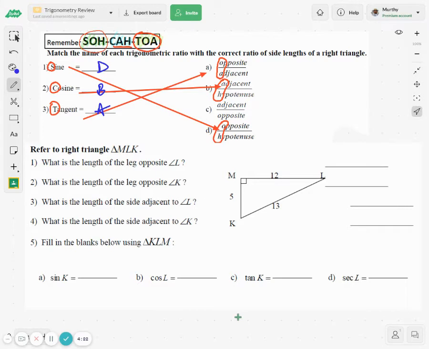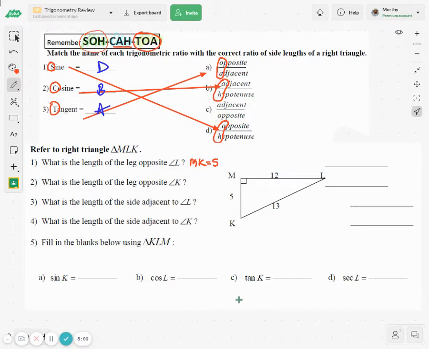Now, in this question, what is the length of the leg opposite to angle L? I see that here is L, and if you are working on a piece of paper, please draw this way so you can identify the side opposite to angle L. I see that it is MK. And what is the value of MK? Here MK equals 5 units.